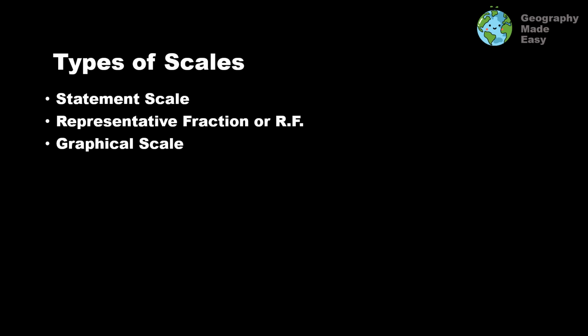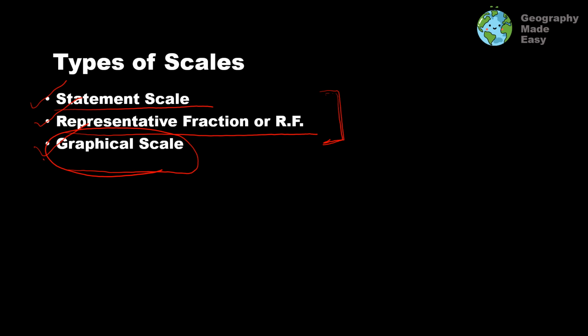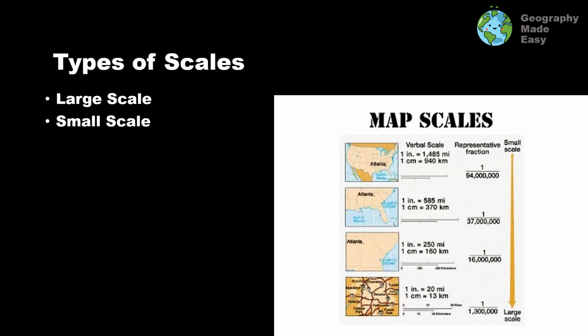So now we will look into the different types of scales. Broadly speaking, we have three types of scales: the statement scale, the representative fraction, commonly known as the RF, and the graphical scale. We will be discussing each type and their advantages and disadvantages. In this video I will mostly focus on statement and representative fraction and their conversions, and for the graphical scale part, if you want me to show you how to draw graphical scales, you can put a comment in the comment section.